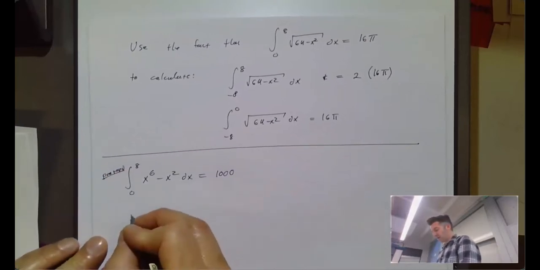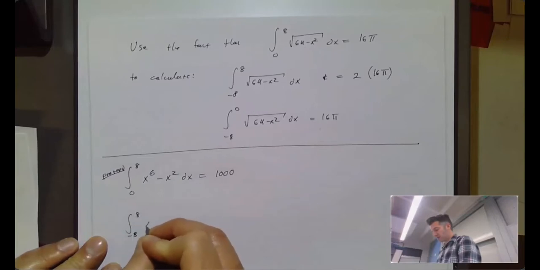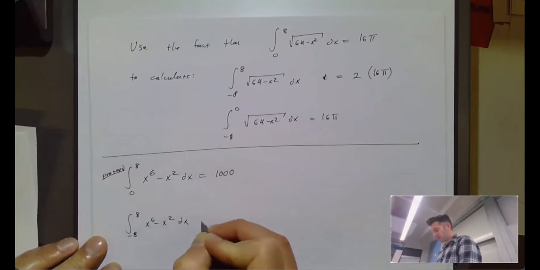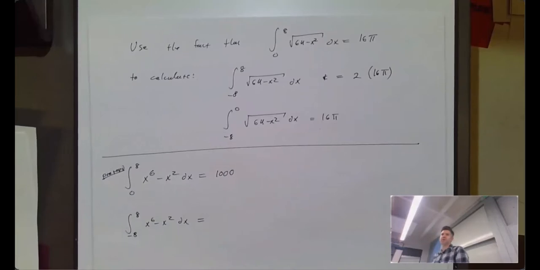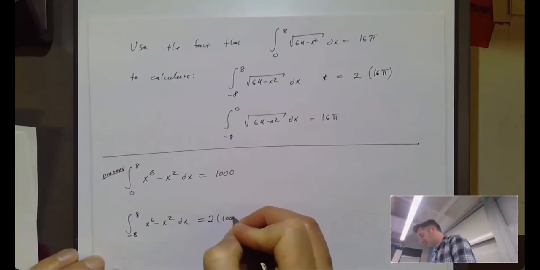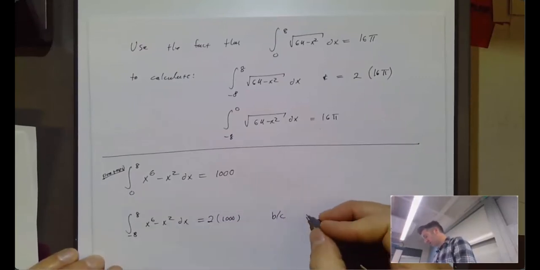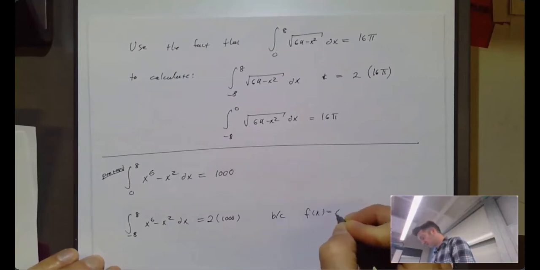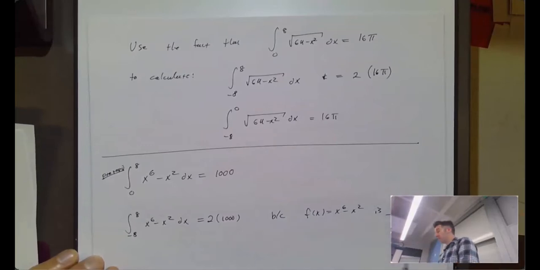What if I asked you to calculate this? What should that be equal to? Right, but why? The question I want to ask is, why do we get to double it? Oh, because it's an even function. Right, because it's an even function, exactly. So this is going to equal 2 times 1,000 because the function you're integrating is in fact even, which is the same thing that's true up here.